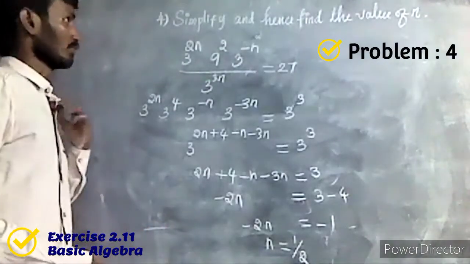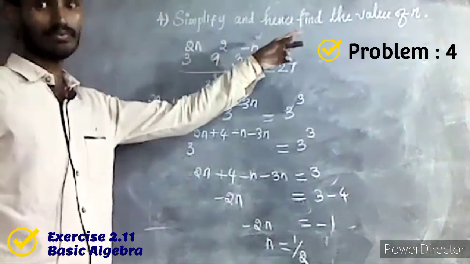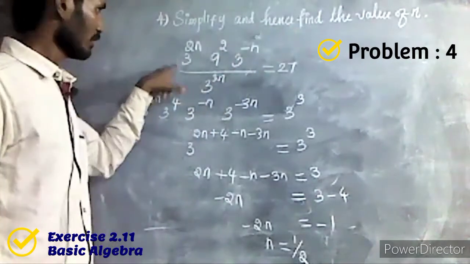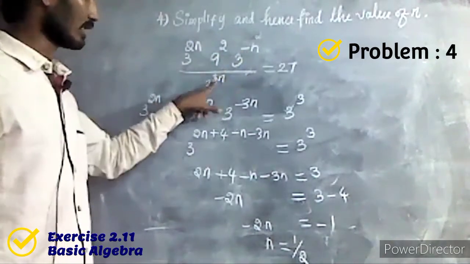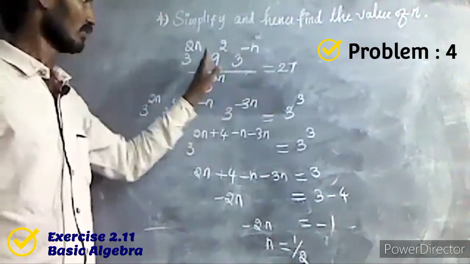So this is the fourth problem. Simplify and hence find the value of n. Question is 3 power 2n, 9 square, 3 power minus n, whole divided by 3 power 3n is equal to 27. Then find the value of n now.